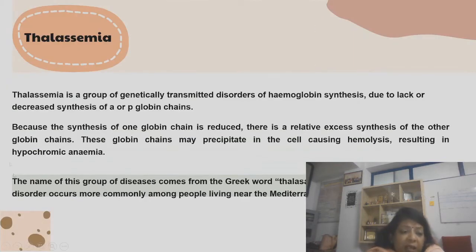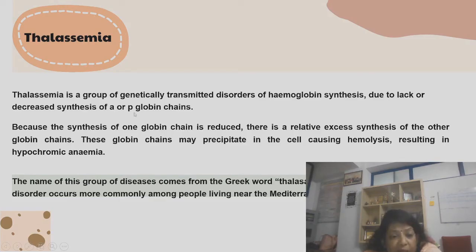First example is thalassemia. Major hemoglobinopathy is thalassemia. And what is thalassemia? Thalassemia is a group of genetically transmitted disorders of the hemoglobin synthesis due to lack or decreased synthesis of alpha and beta globin chain.